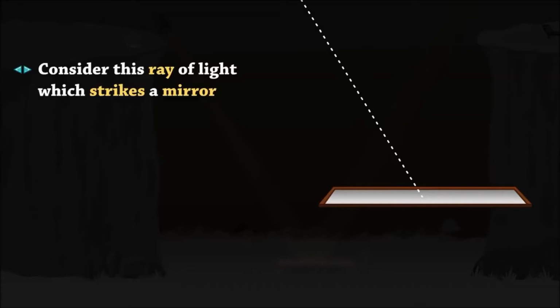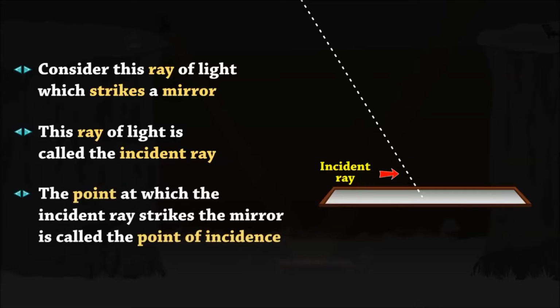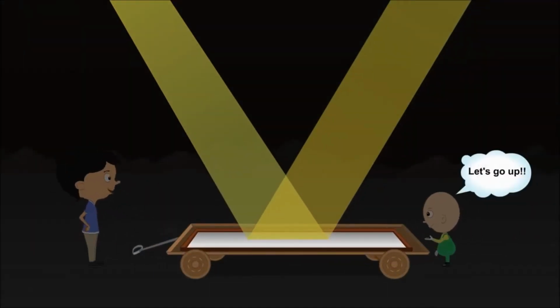Consider this ray of light which strikes a mirror. This ray of light is called the incident ray. The point at which the incident ray strikes the mirror is called the point of incidence. Let's go up.